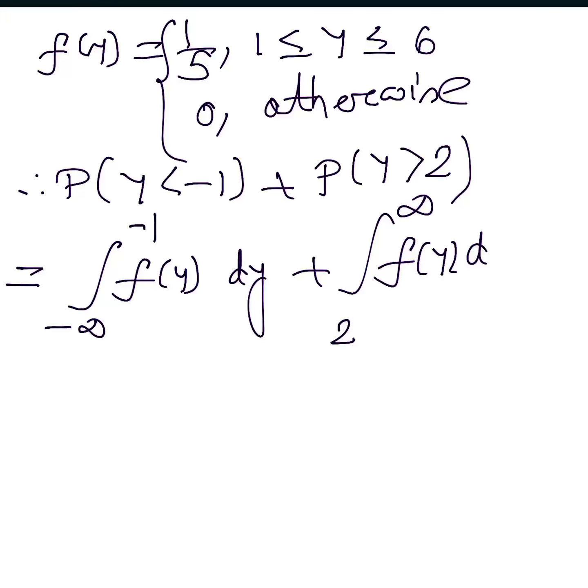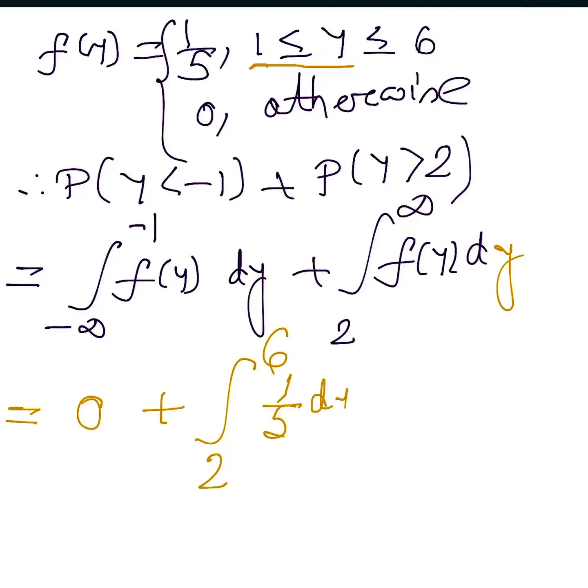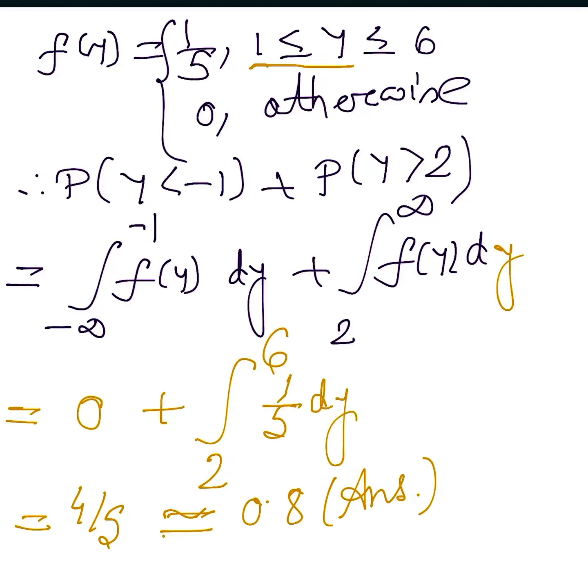Now we may note that fy becomes 0 whenever y is less than 1, hence this will become 0. Again, for the second part, we have to integrate between 2 and 6 for fy. What is fy? It is 1 upon 5, hence the integration gives us 4 by 5, which is exactly equal to 0.8. This is our answer to this GATE question.